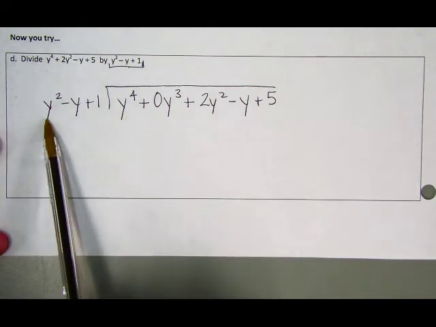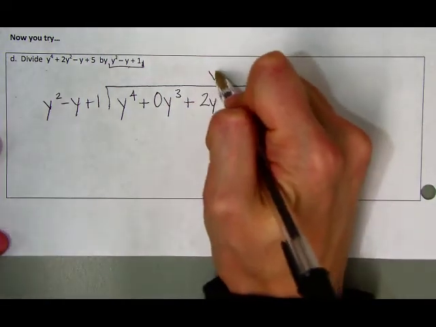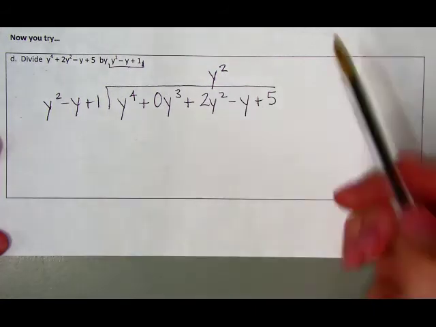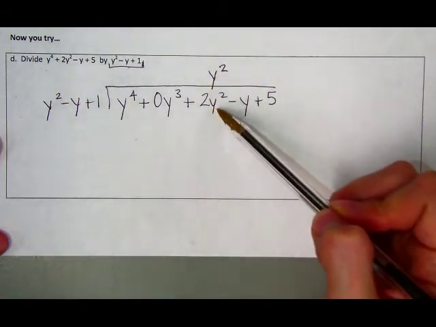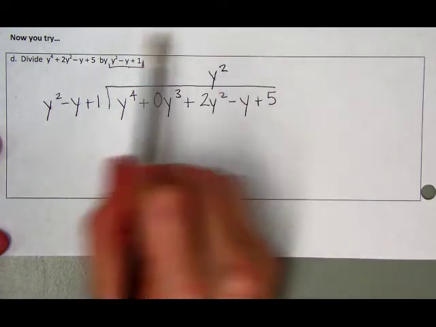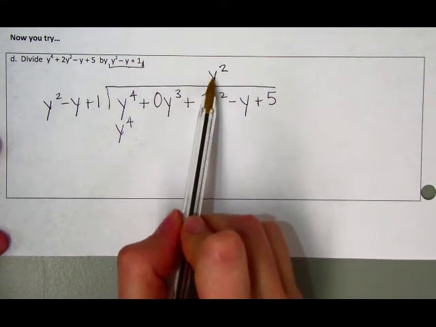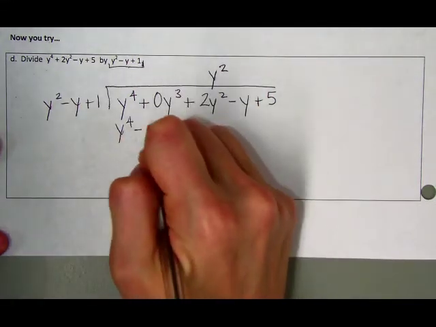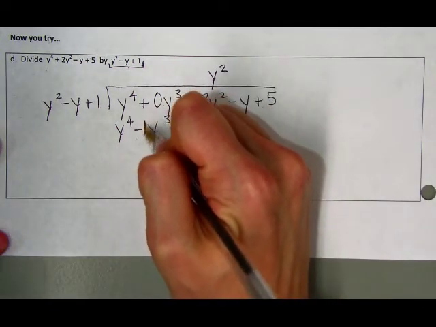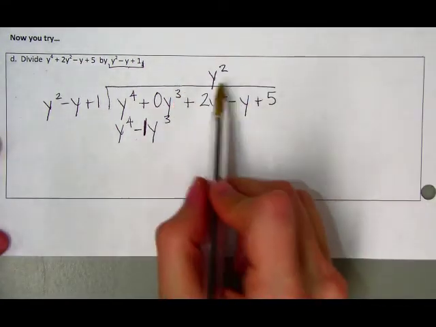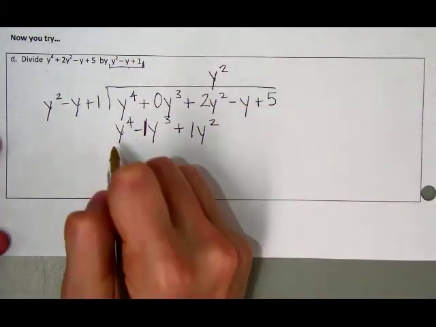So what times y squared gives us y to the 4th power? That would be y squared. Again, we want to write that number above in the same column as the other square. So y squared times y squared gives me y to the 4th. If we multiply through, we get y squared times negative y, which is negative y cubed. I'm going to add a little 1 there as a placeholder. And y squared times positive 1 gives me a positive 1y squared.